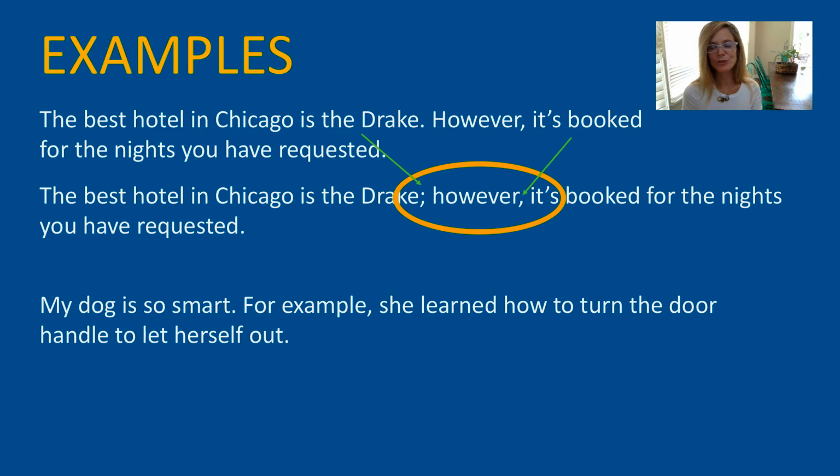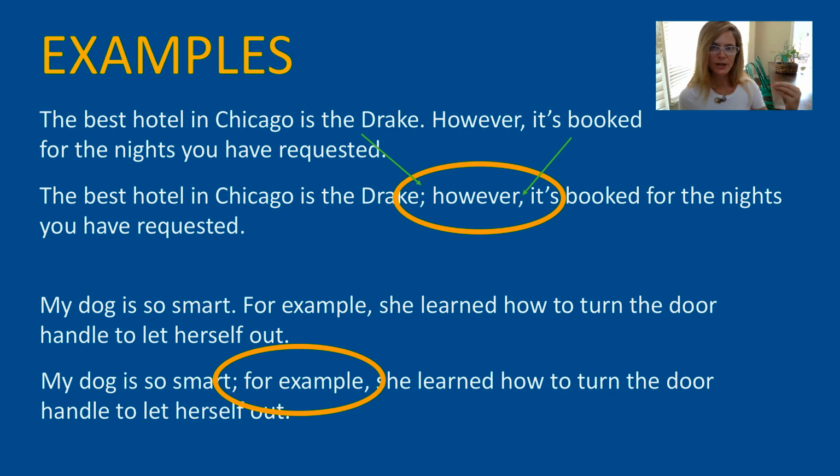My dog is so smart. For example, she learned how to turn the door handle to let herself out. Now, what is this going to look like if we use a semicolon? Because I see here we have that transitional phrase, for example, and then we have a comma, right? That first sentence ends in a period. What if we wanted to combine those two and use the semicolon? What would that look like?